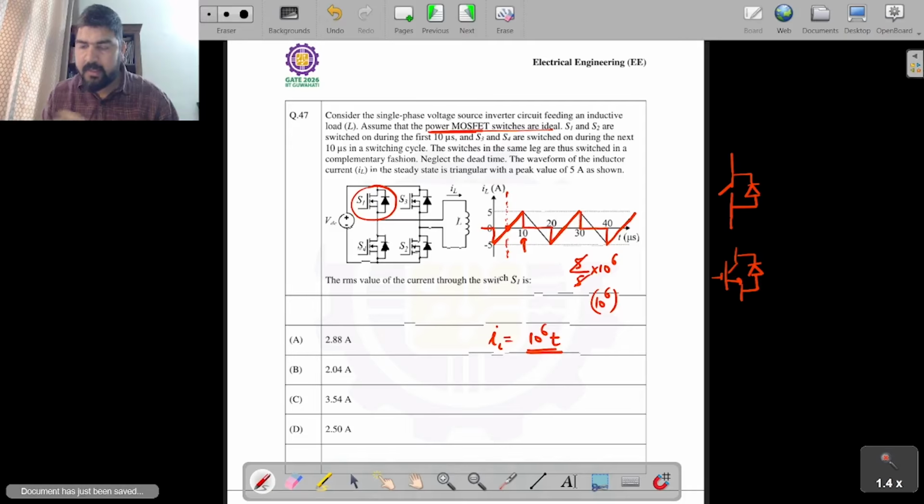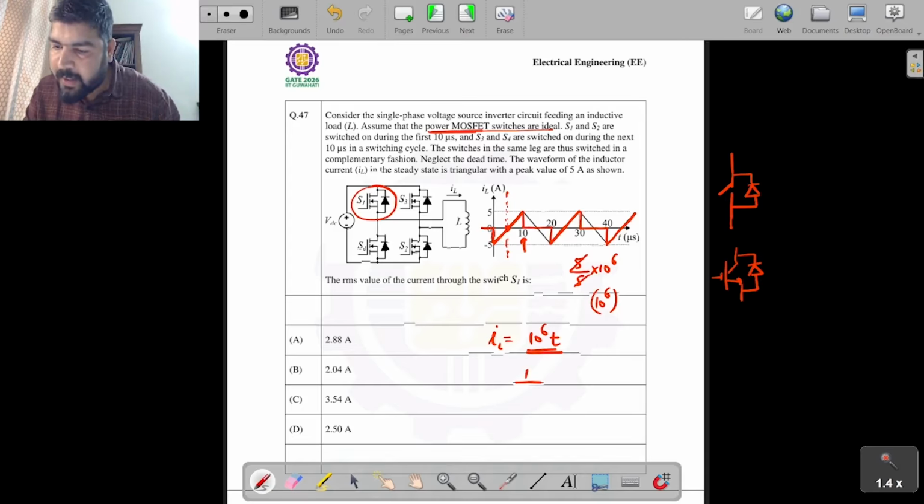Now we can calculate the RMS value of this. RMS value will be 1 upon the period. What is the period of this wave? You can see that this same edge is repeating at this location. So the period is 20 microsecond.